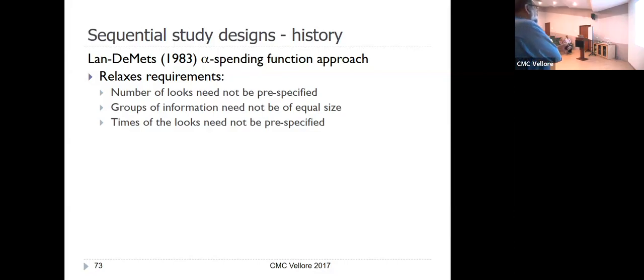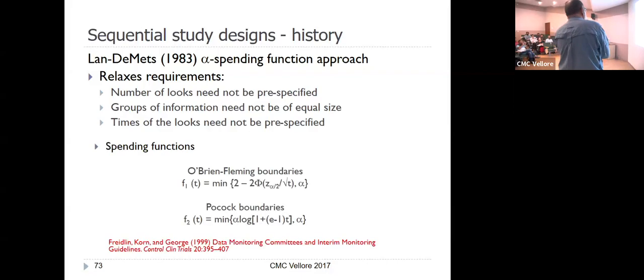But this Lan-DeMets approach is what everybody does nowadays. It relaxed requirements. You don't have to pre-specify the looks. You don't have to have equal size information. And you don't have to pre-specify when you want to do it. And you have spending functions. And this is just, for those of you that are statisticians, how you calculate the spending functions. But it's all available. There's software that will calculate it for you.